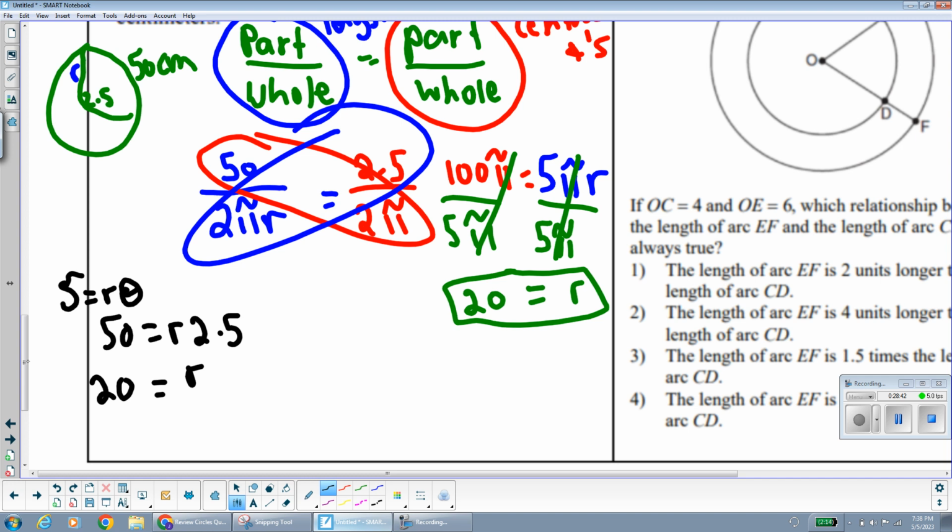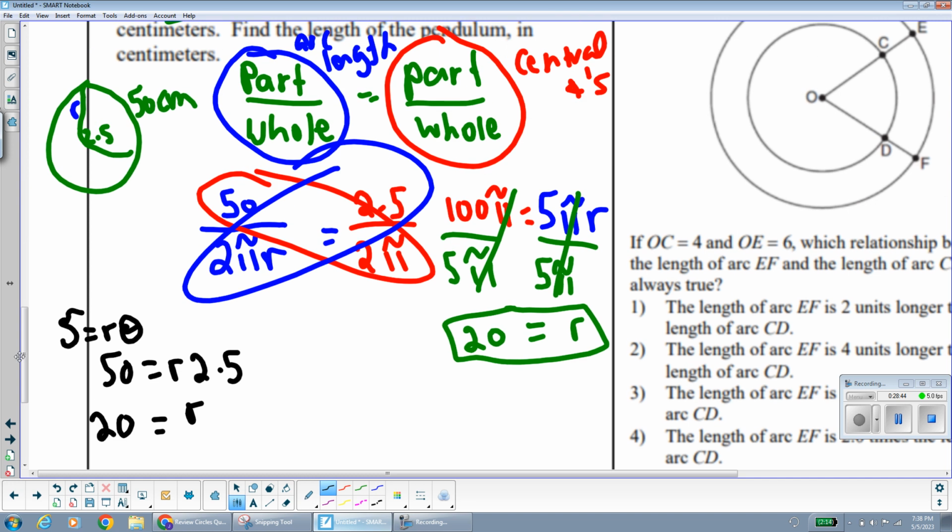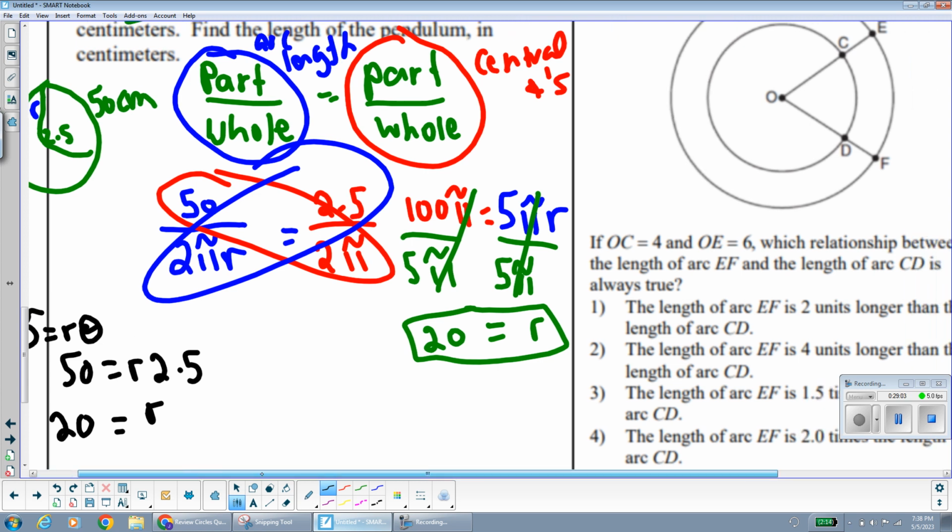So I showed that both ways, but if your angle is already in radians, it's just easier to use the formula s equals r times theta. Arc length equals radius times the central angle in radians. But remember, this formula can only be used when your angle's in radians.